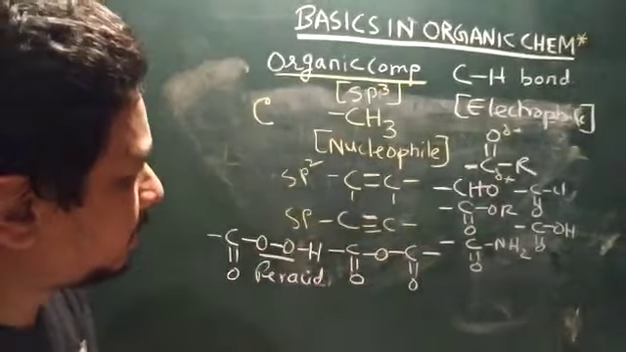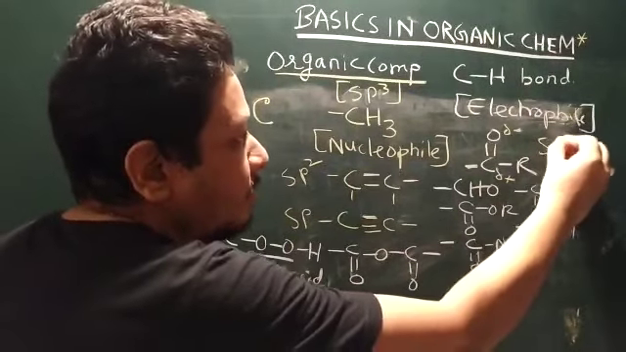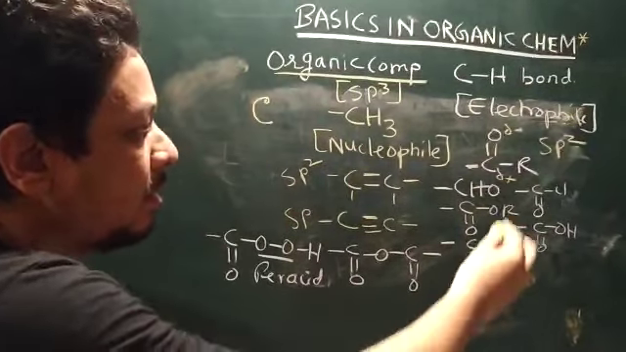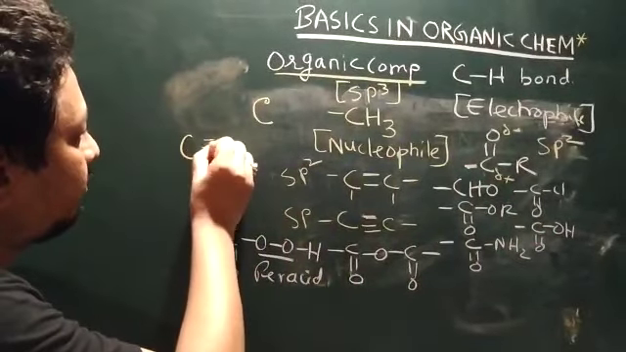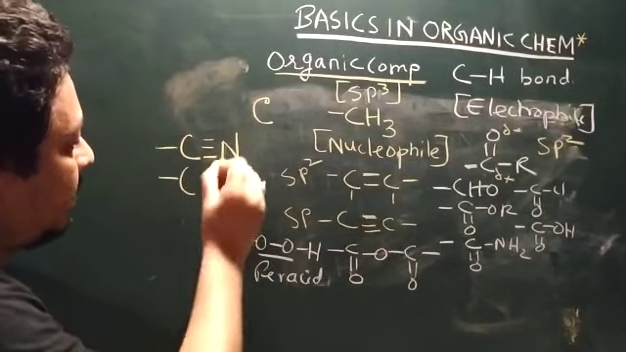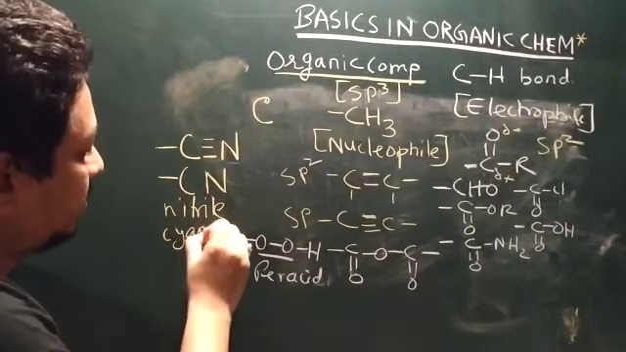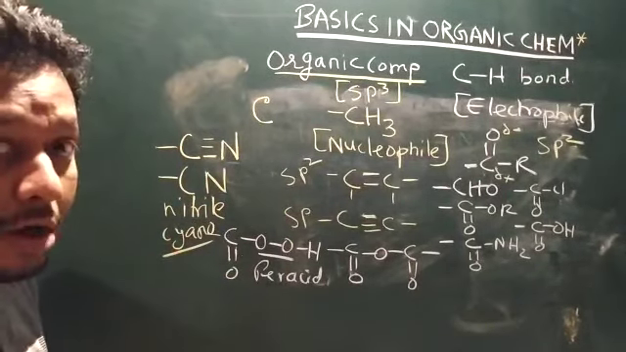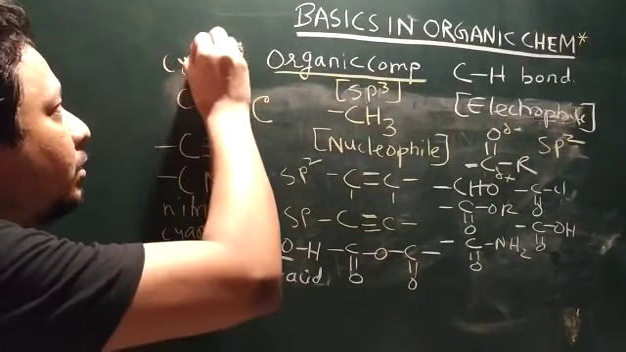Now after this, let us move on to sp hybridization. These are the sp2 hybridized carbons, which are known as electrophiles. Then you have sp hybridization of carbon, that is CN, which is known as the nitrile group or cyano group. This is an electrophile, but you should not be confused with CN minus. This is cyanide, which is a nucleophile.